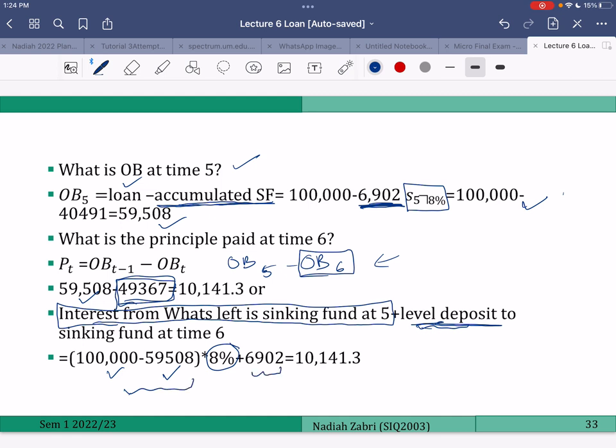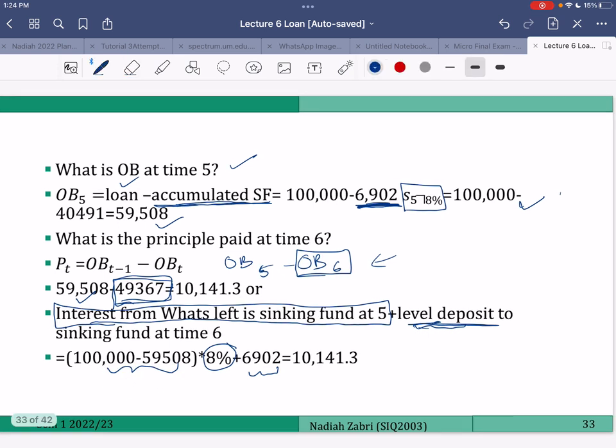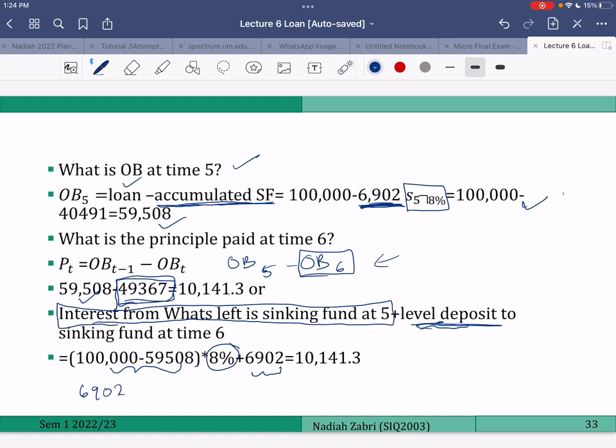Or this component, you can also calculate as follows: 6,902 s angle 5 at 8%. So this is the amount accumulated in the sinking fund at time 5. And then you multiply by 8%, and you get the interest earned from the sinking fund at time 6.